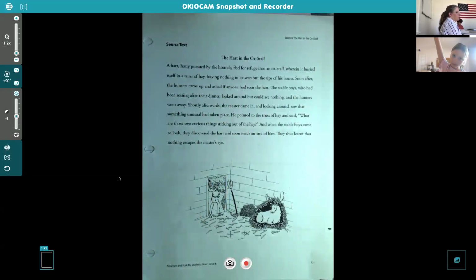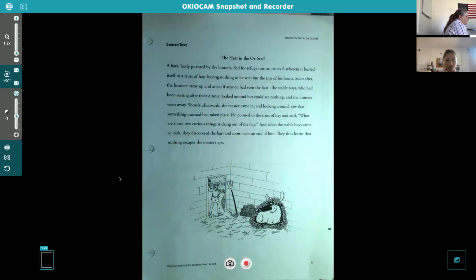Okay, Nico. The Hart in the Ox Stall. A hart hotly pursued by the hounds fled for refuge into an ox stall, wherein it buried itself in a truss of hay, leaving nothing to be seen but the tips of his horns.